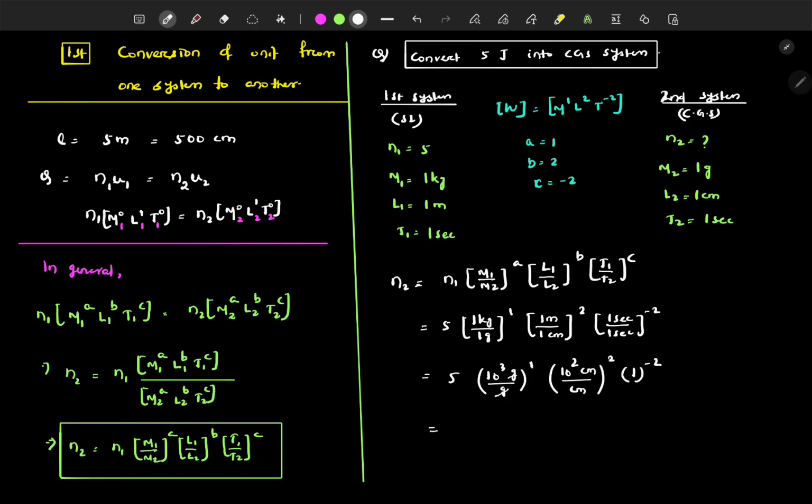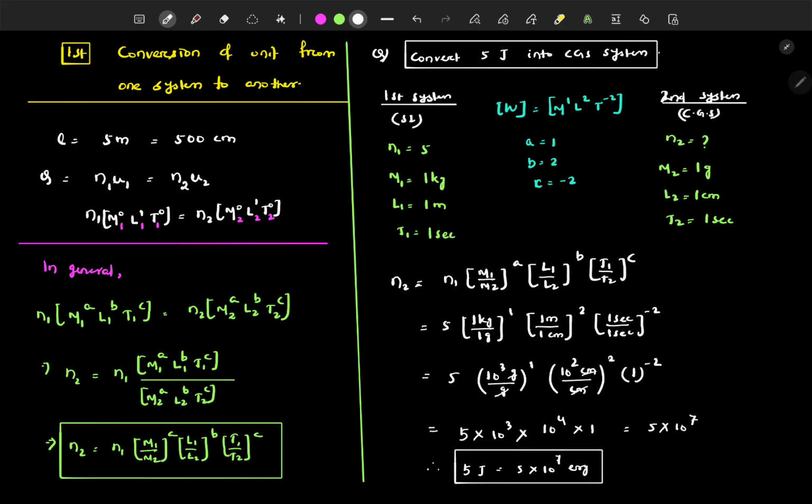Then gram gets cancelled out. 10 to the power 3 to the power 1, that is 5 into 10 to the power 3. Centimeter gets cancelled. So 10 to the power 2 to the power 2 is 10 to the power 4, into 1 power minus 2, which is 1. So the final answer is 5 into 10 to the power 7. So thus we can say 5 joule is equal to 5 into 10 to the power 7 erg. In CGS, the unit will be erg.